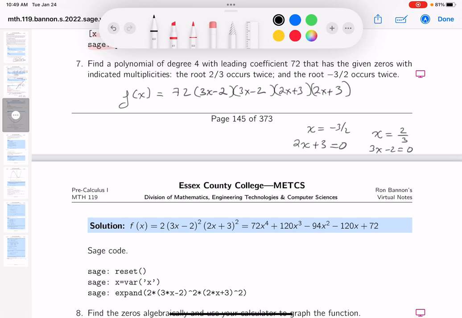Now, I want to read it carefully. It says, find a polynomial of degree 4 with a leading coefficient of 72 that has the given zeros with indicated multiplicity. There's a problem now. I'll tell you what the problem is. If I were to multiply this out, the leading coefficient would be much larger than 72. All right? Now, how do I know that? Look at it. 72 times 3 times 3 times 2 times 2. It's much larger than 72.